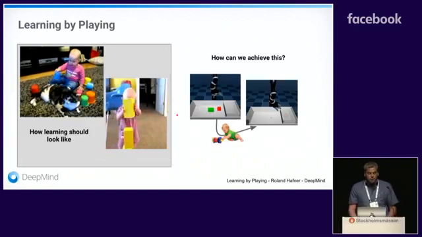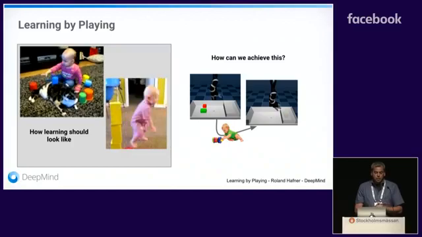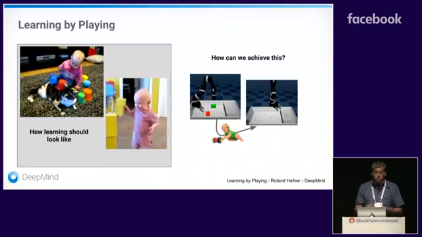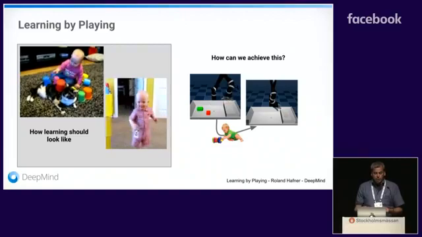So how to overcome this exploration problem? On the left-hand side, you see how learning should look like. Kids and babies learn manipulation mainly by rich interaction with their environment. While playing, they will start by mainly randomly moving their limbs in a very early stage.